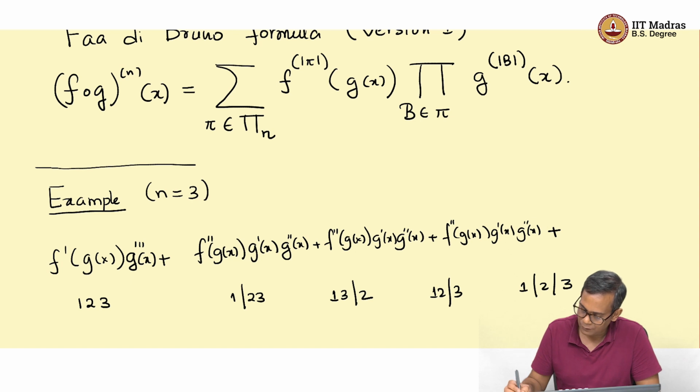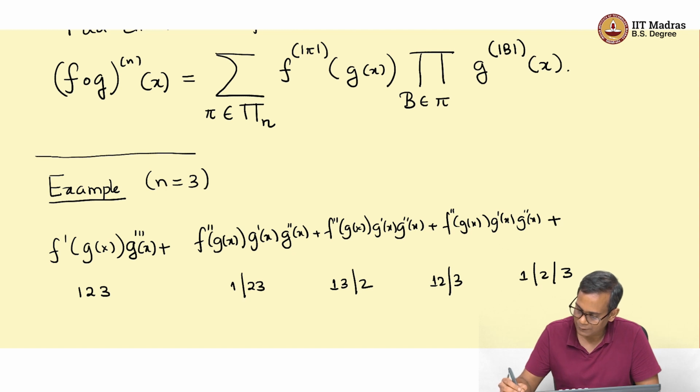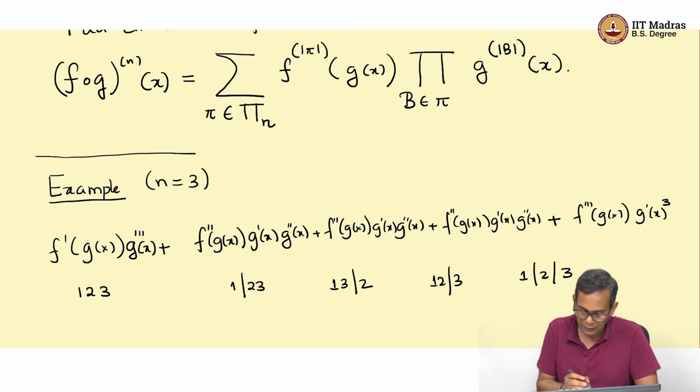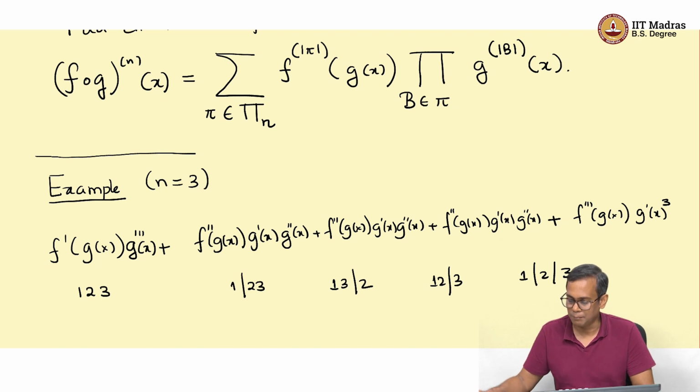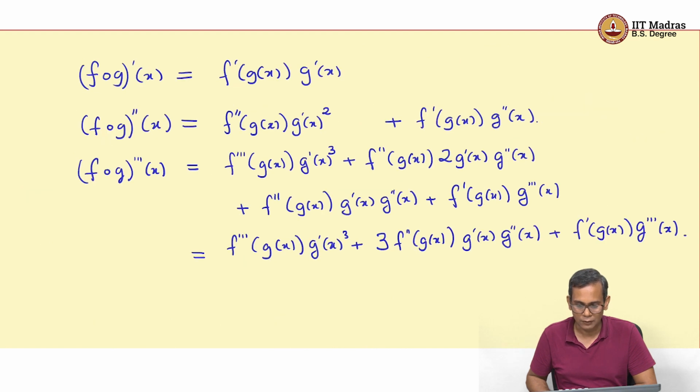And finally I have this partition with singleton blocks. So if you think about it, there are 3 factors. The set size is 3, f triple prime g x times g prime x whole cubed. And if you think about it, this is f prime g x g triple prime x plus 3 times f double prime g x times g prime x times g double prime x plus f triple prime g x times g prime x the whole cubed. And this is exactly what we had worked out earlier when we did the example.